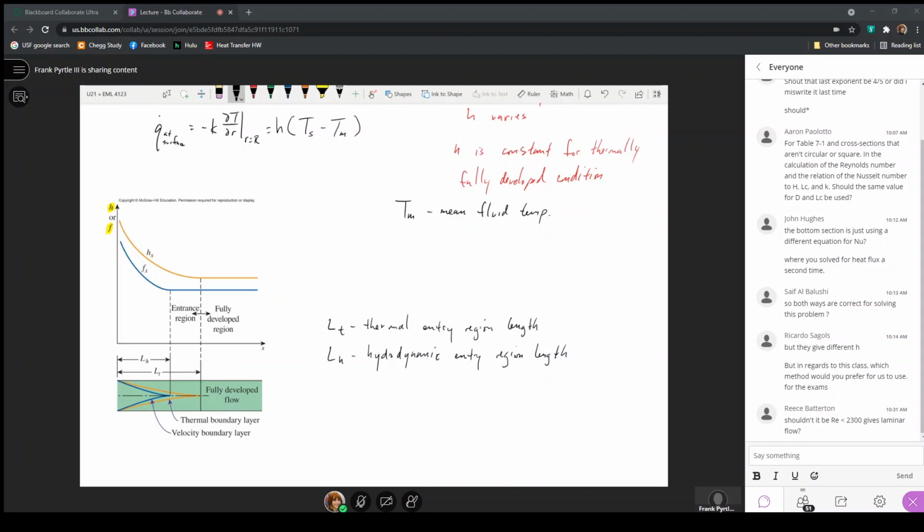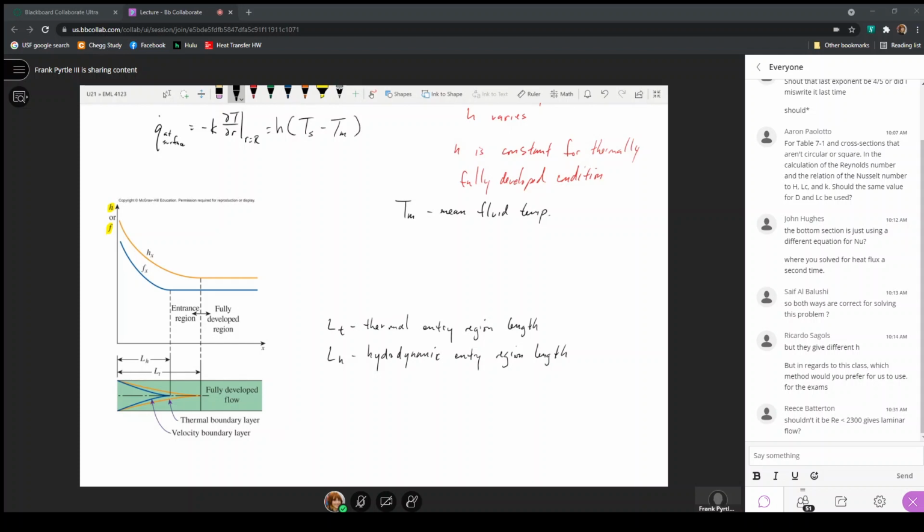If the hydrodynamic entry region is short compared to the total length of the pipe, and for the rest of the length of the pipe the friction factor is constant, then if I'm looking at the average value of the friction factor over the entire length, the longer I make the pipe, the closer the average will be to this constant value. The shorter the pipe, the closer the value will be to the average in the entry region length.